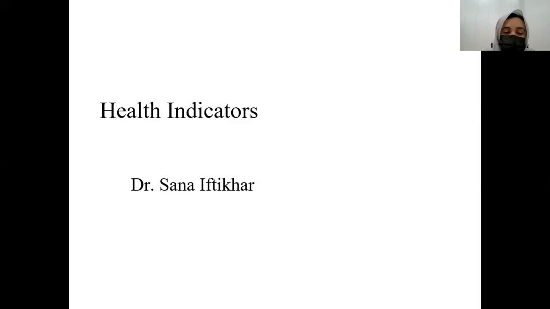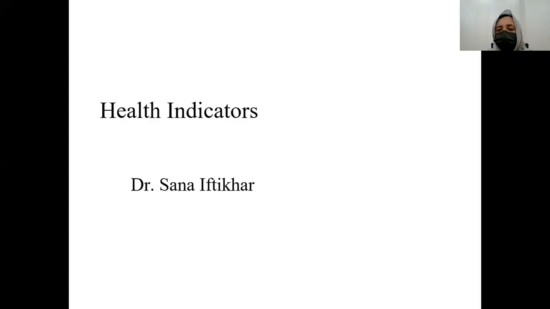I am also getting a few queries on WhatsApp messages, and I will cover those queries during this lecture, because it gets difficult to answer each and every query personally. From the last lecture, someone asked how we can calculate the life expectancy at age 1. I will deal with this question during this lecture as well, inshallah.